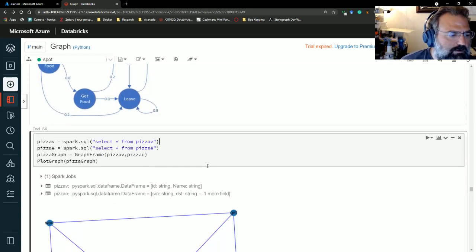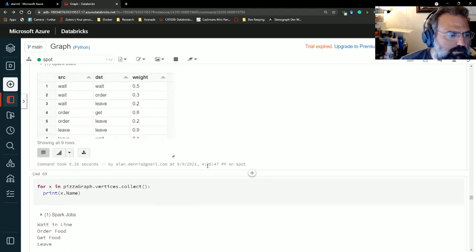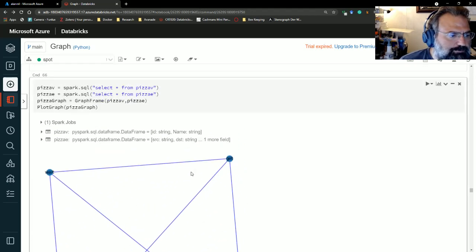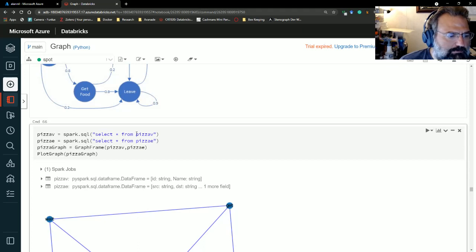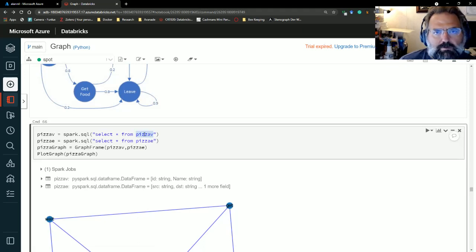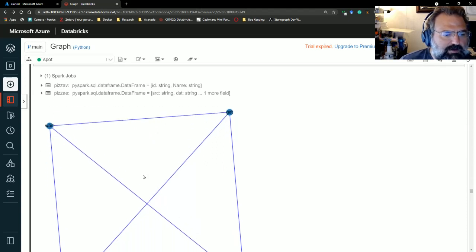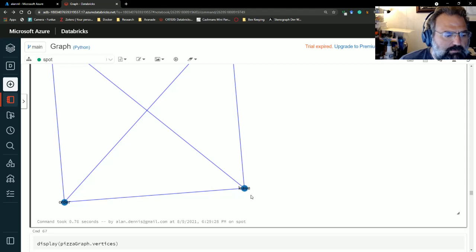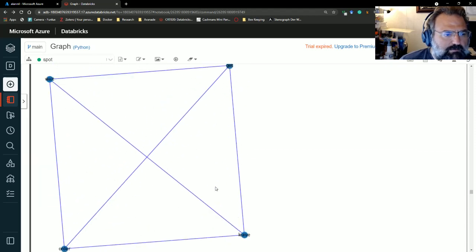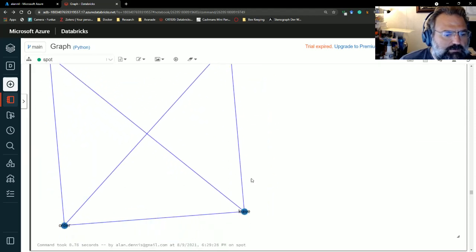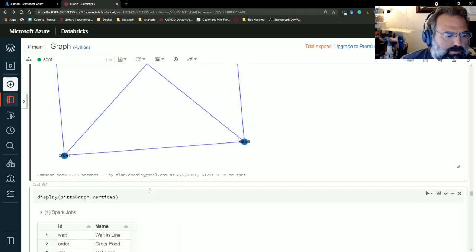So if we start off, we can construct a graph with pizza V, the vertices, and pizza E, the edges, and then we can construct a graph from that, and then we can plot that graph. Not the most exciting, doesn't have the arrowheads, but it does give you a sense that there are 4 stages and connections between them.